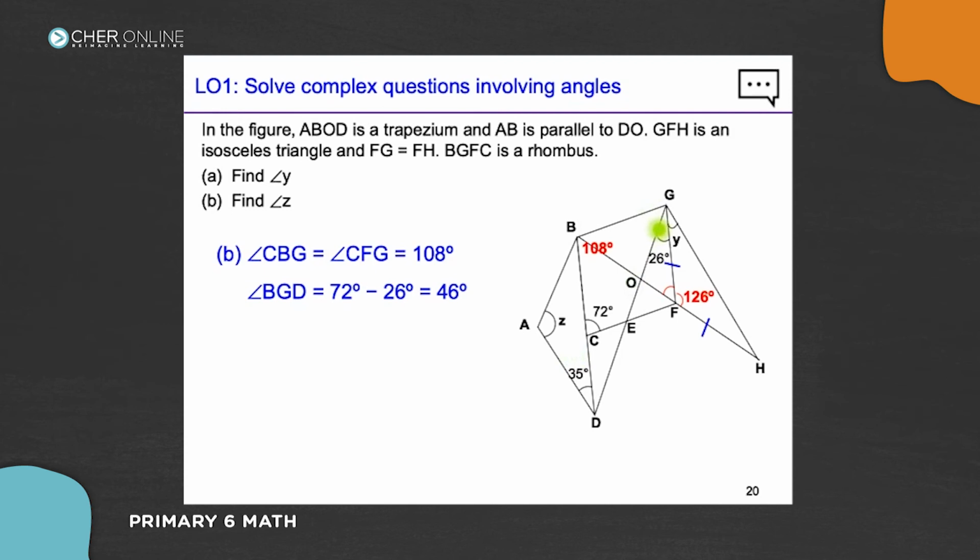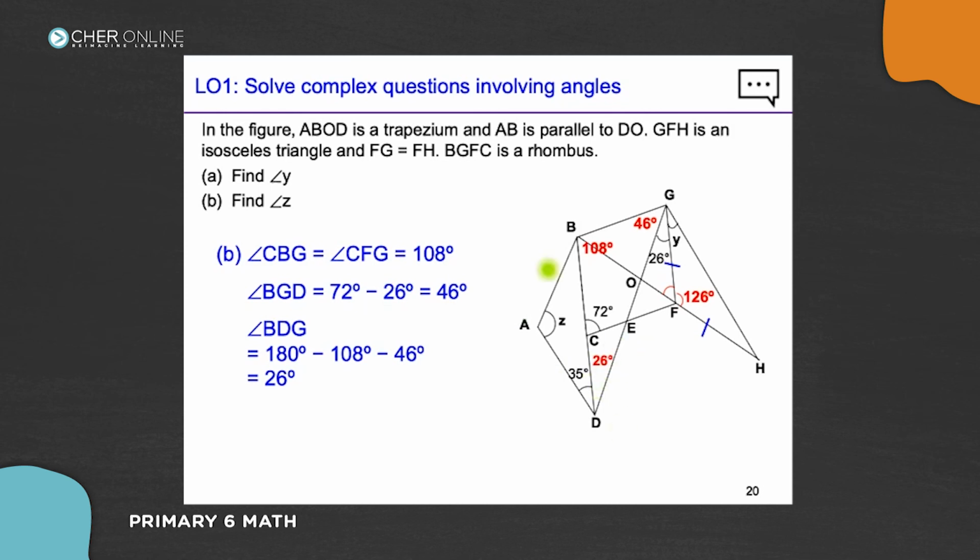So if this whole thing is 72, to find this smaller angle here, BGD, that is 72 minus 26 degrees. What is the purpose of finding these two angles? It is for this triangle BDG. I have two angles inside BDG. I can find this angle BDG here. And my angle BDG is just angles in a triangle, 180 minus 108 minus 46. That gives you 26 degrees over here.